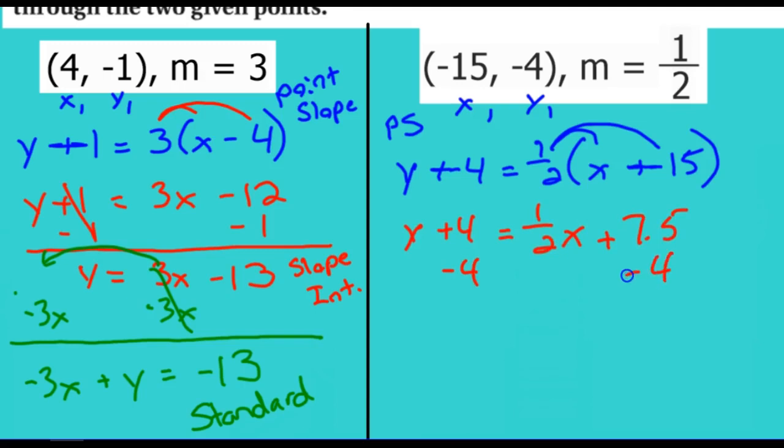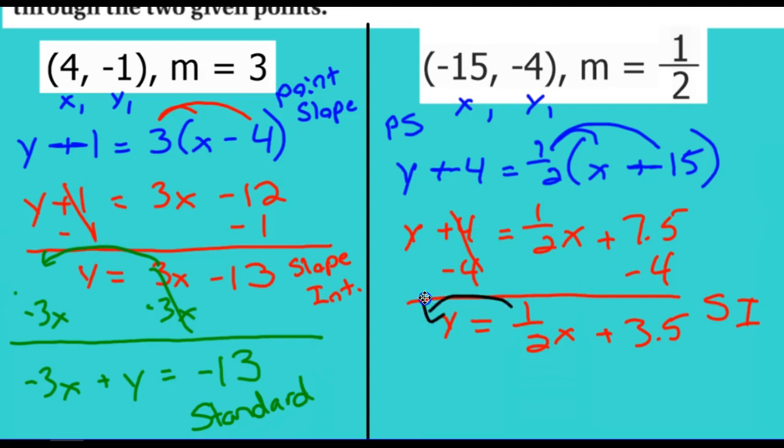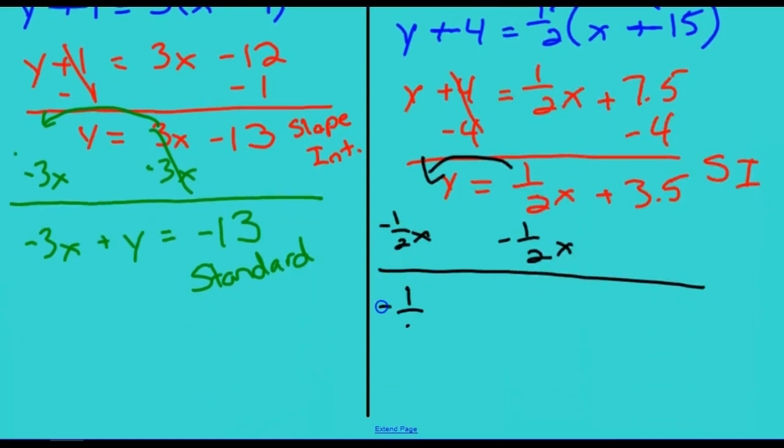Subtract 4 on both sides. And we get y equals 1/2 x plus 3.5. Now that's slope-intercept. And finally, all we need to do is move over our x. So I'm going to subtract 1/2. So we get negative 1/2 x plus y equals 3.5. Now this is standard.